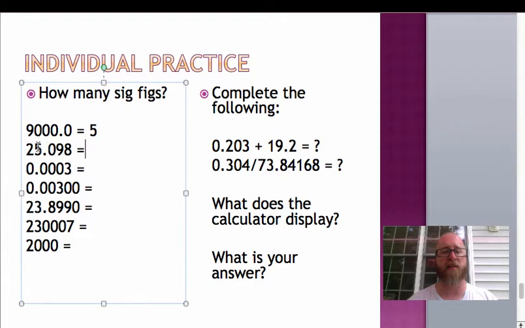25.098. The 0 is in between two non-zero digits, so that 0 is automatically significant. So we have 2, 4, 5.